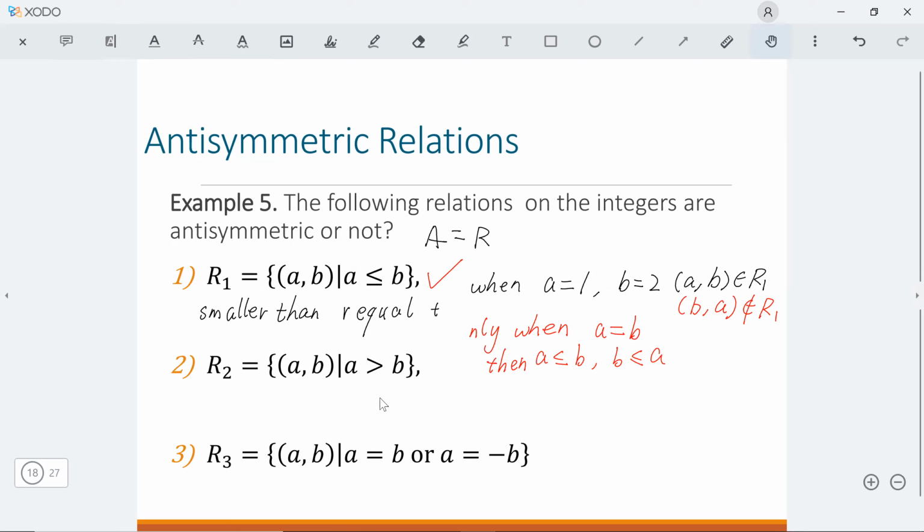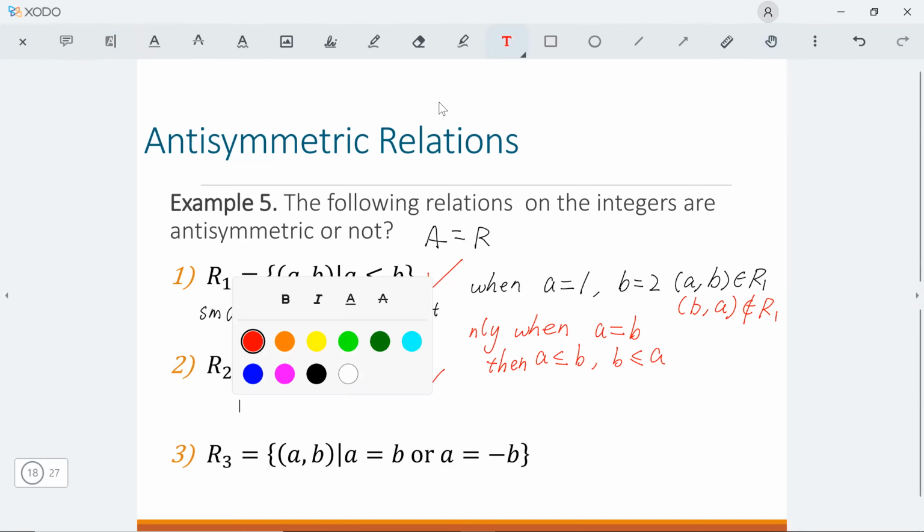So what we have is the conditional is always true. And because the conditional is always true, this satisfies the definition of anti-symmetric. So this is also an anti-symmetric relation here.